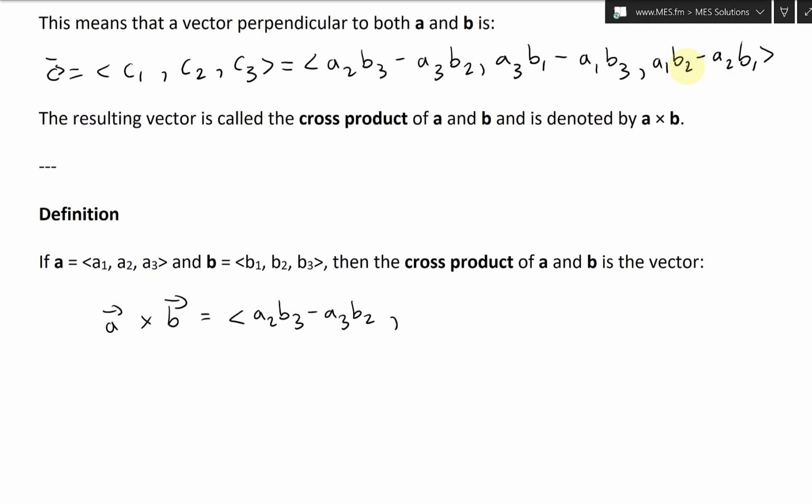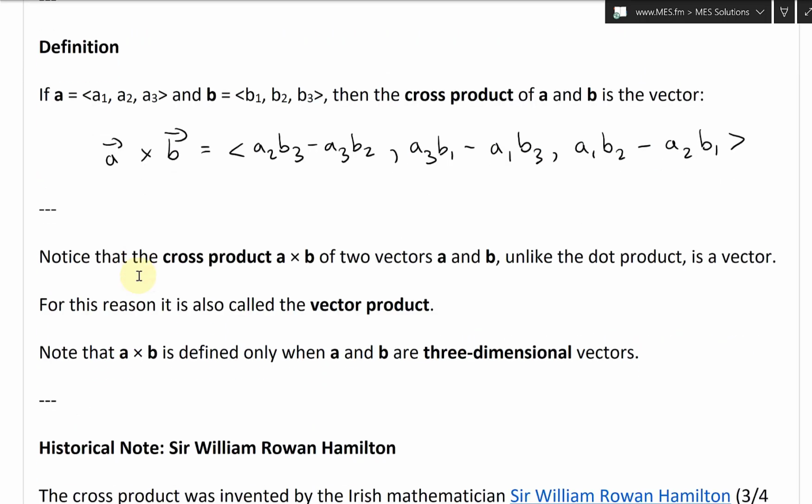And then the next one is A3, B1 minus A1, B3, and then it goes back to starting with the lower number, A1, then A2: A1, B2 minus A2, B1. Like that. Alright, let's go over some more notes.